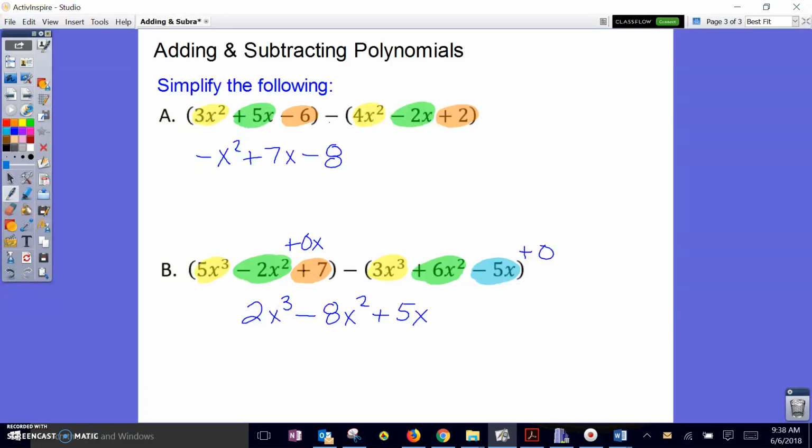And then lastly, my constants. I've got a plus 7 minus 0. That's just going to be plus 7.